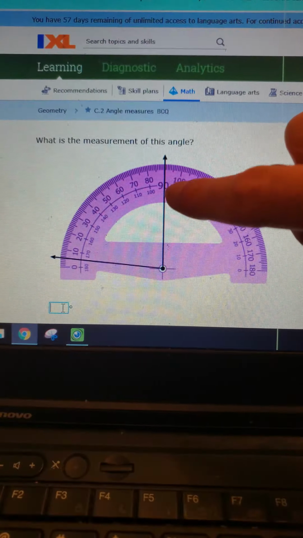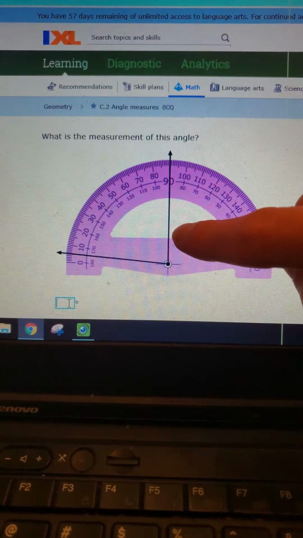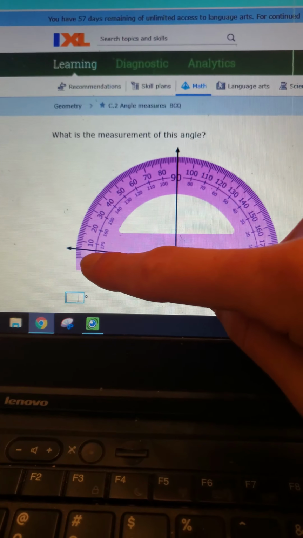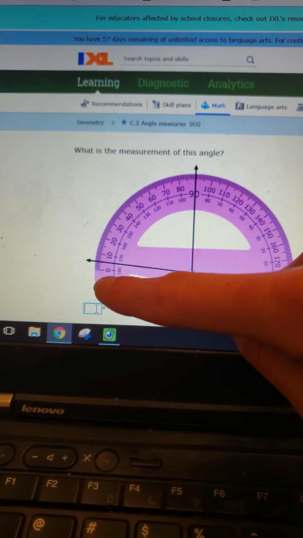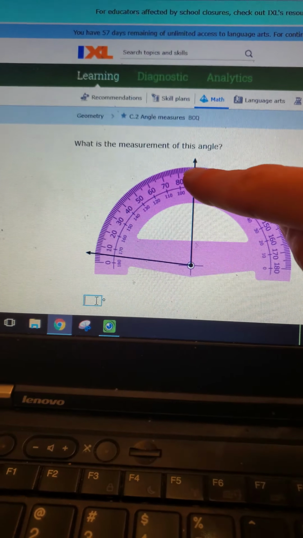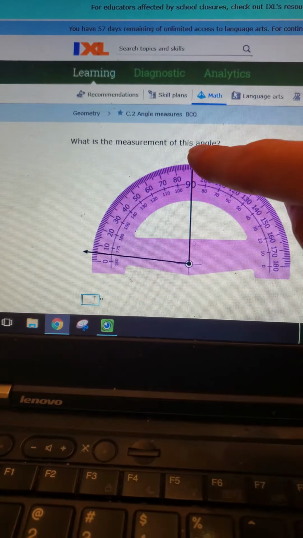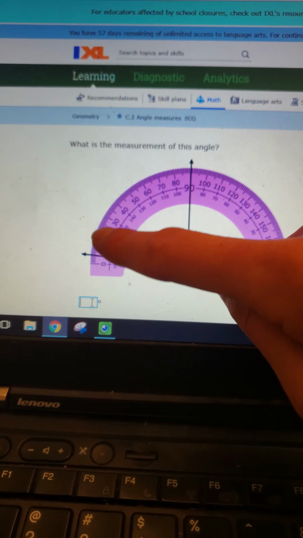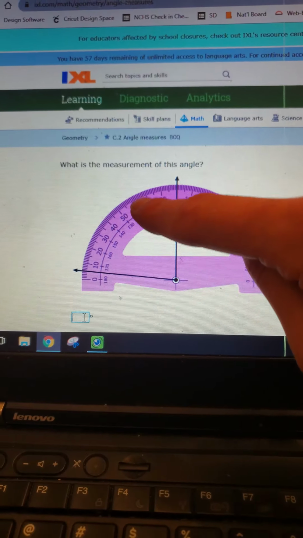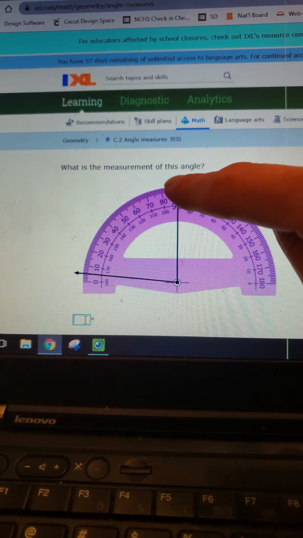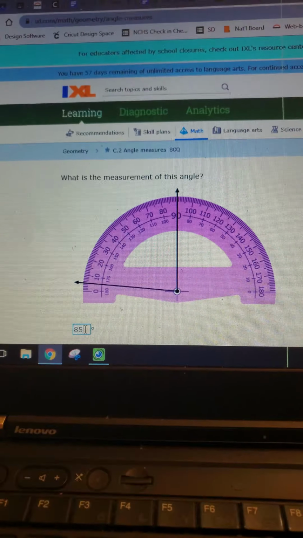Now, you might look at this and say, oh, that's a 90-degree angle. And it does look really close to a 90-degree angle, but look, it starts up at the 5. So it's really an 85-degree angle. So instead of 0 to 90, it's 5 to 90. So we're subtracting that 5 off. But again, you could just count 5, 10, 15, 20, 25, 30, 35, 40, 45, 50, 55, 60, 65, 70, 75, 80, 85.